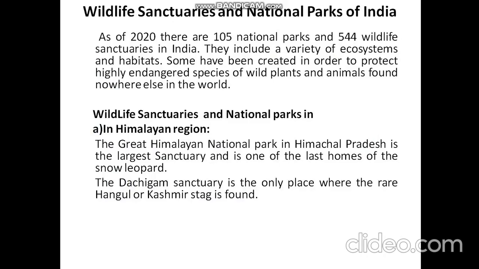Now, what are the different wildlife sanctuaries and national parks we have in India? As of 2020, there are 105 national parks and 544 wildlife sanctuaries in India. They include a variety of ecosystems and habitats. Some have been created in order to protect highly endangered species of wild plants and animals found nowhere else in the world. So let us talk about the wildlife sanctuaries and national parks we have in India. I have divided it according to the place where these are found.